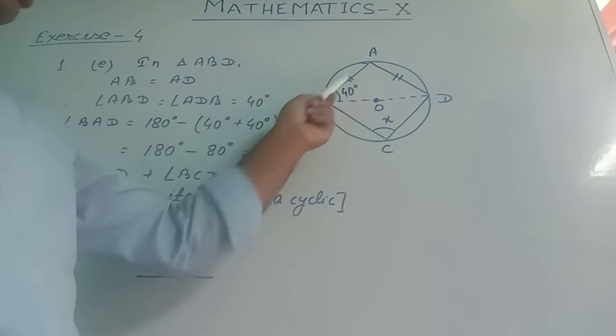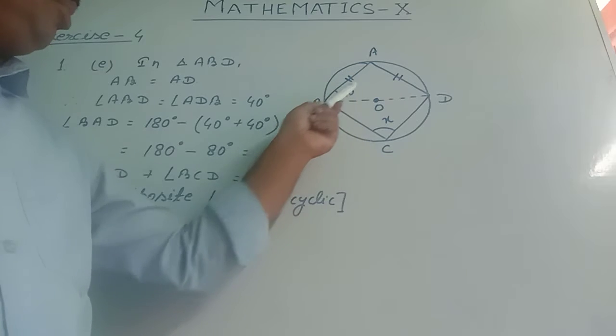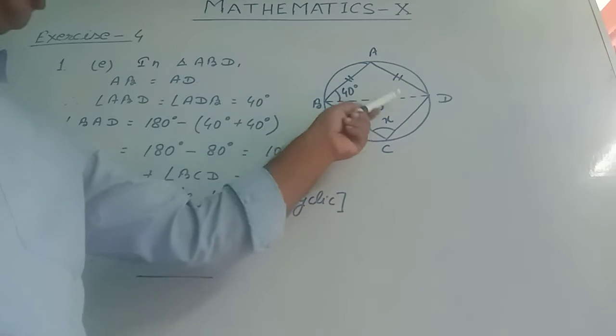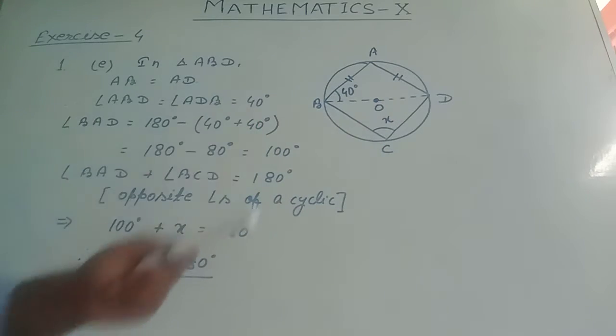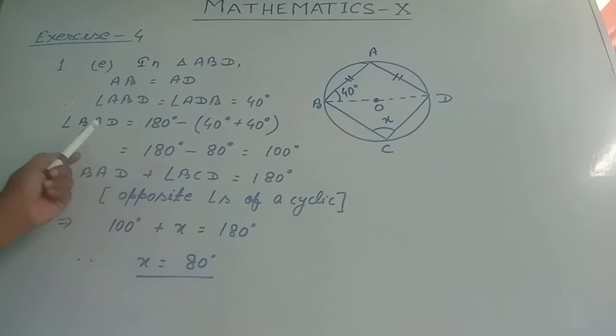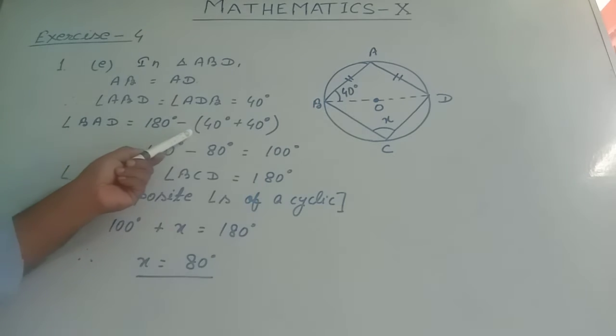As in triangle ABD, AB equal to AD, therefore angle ABD will be equal to angle ADB equal to 40 degree. So we can find out angle BAD. Angle BAD equal to 180 degree minus (40 plus 40), 180 minus 80 equal to 100 degree.